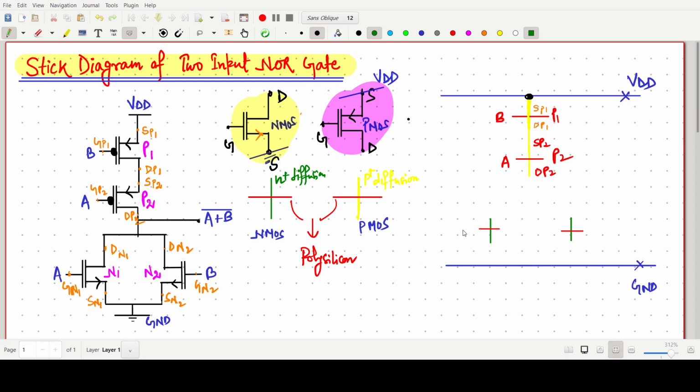So this one is A point, B point, and then this one is our drain of N1, drain of N2, source of N1, and this one is source of N2 below one. These two are the green color, so directly they can be connected to ground. So we can make it like this, directly connected to ground.